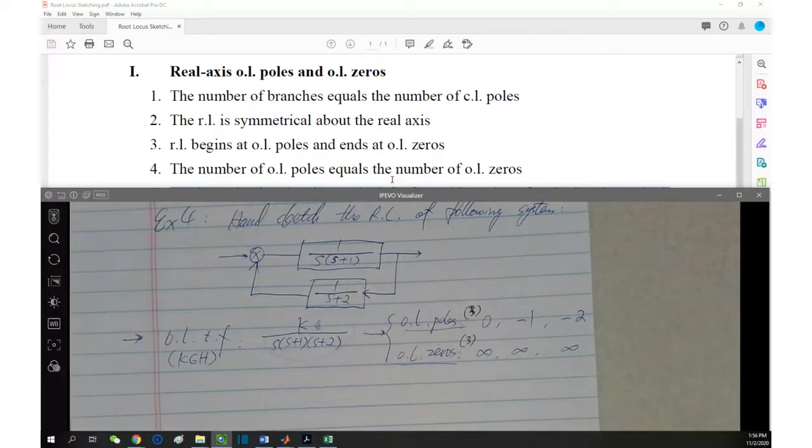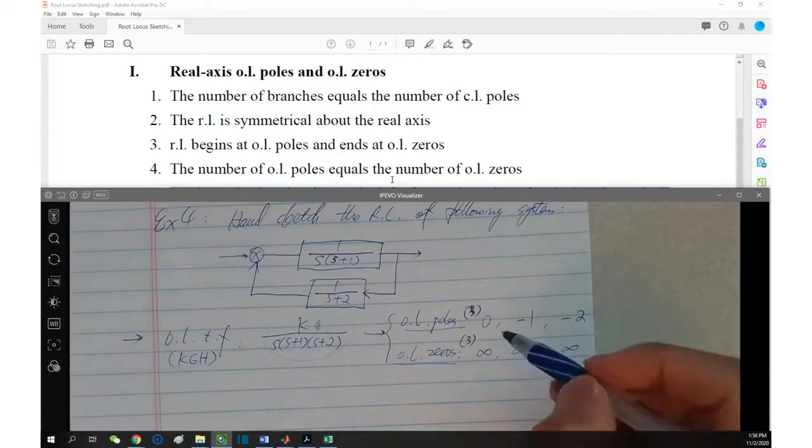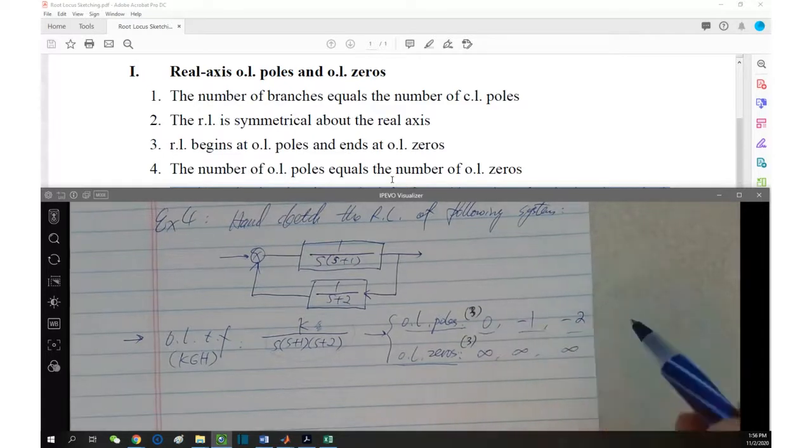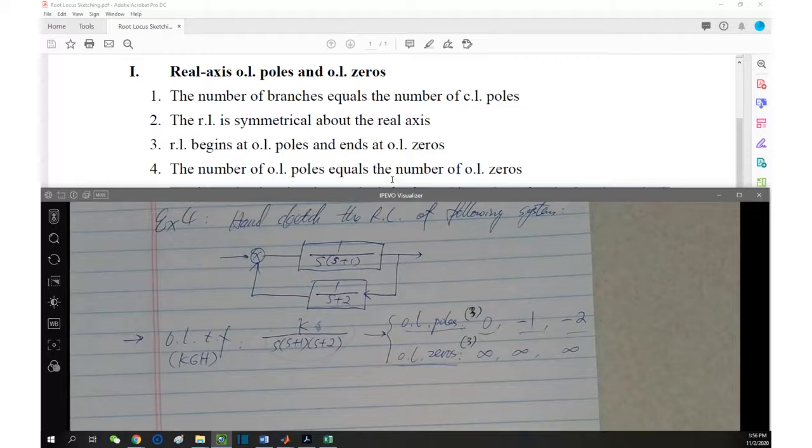This is, as I said, a little bit tricky. First, you must match the number 3. Second, infinity as the ending point. That's okay, that obviously makes sense. You're starting somewhere we can identify by the open loop poles, and they are ending somewhere we cannot see anymore. That's okay. Infinity.